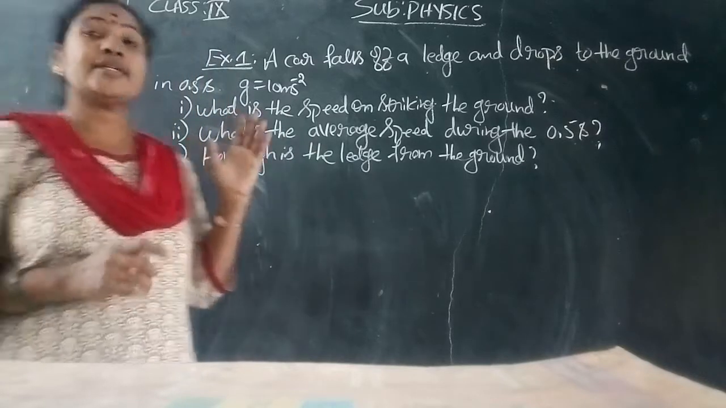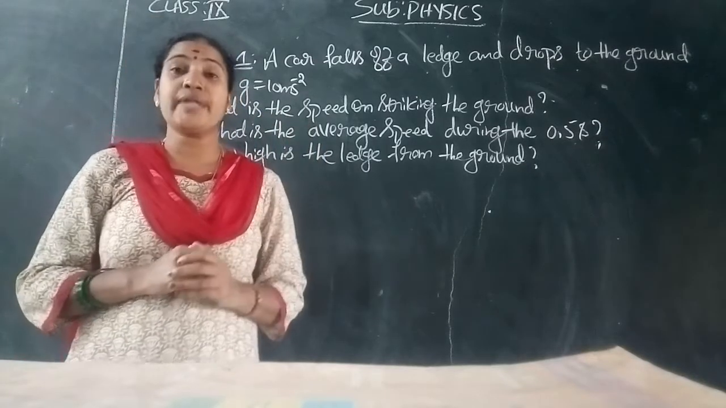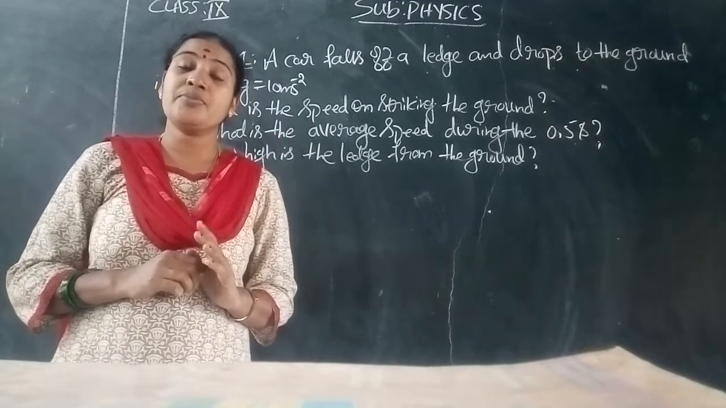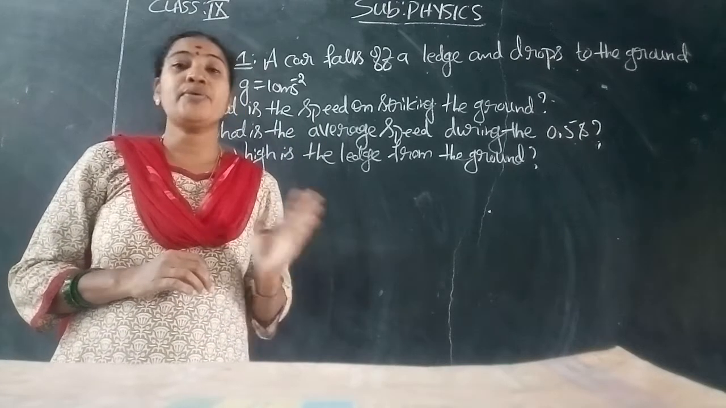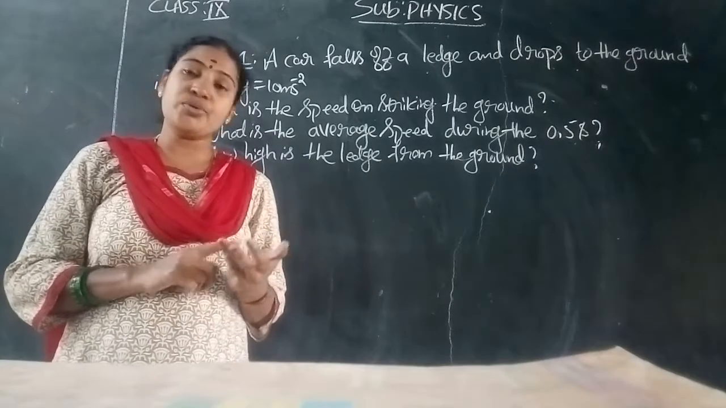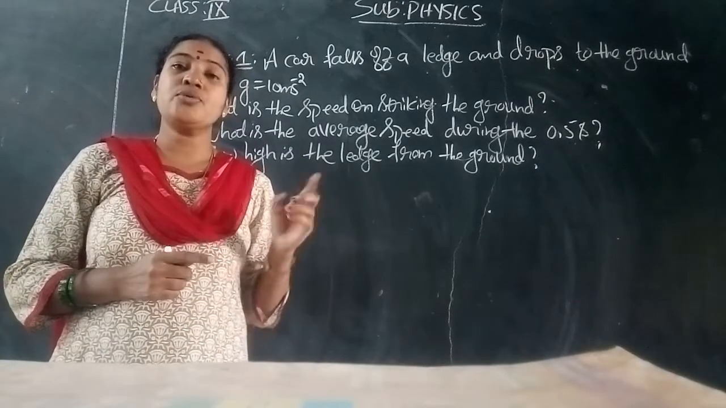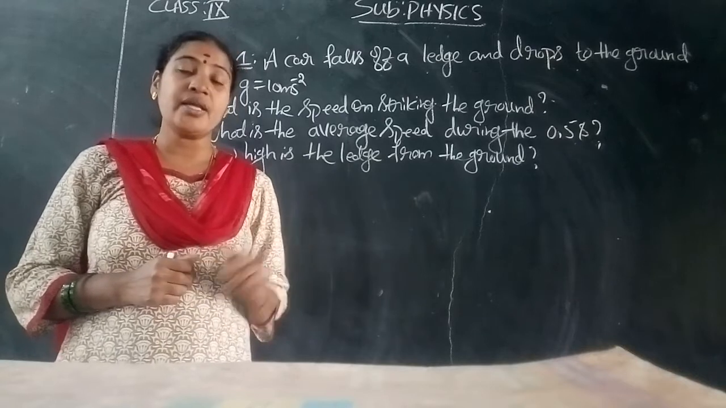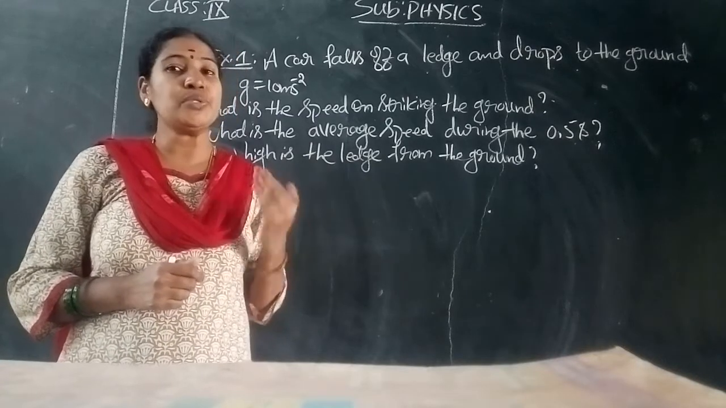In the last class, I explained how to solve problems related to the equations of motion based on acceleration due to gravity. I gave the three formulas. Instead of a, we have to consider g, that is acceleration due to gravity. V is equal to u plus gt. S is equal to ut plus half gt squared. V squared minus u squared is equal to 2gs.